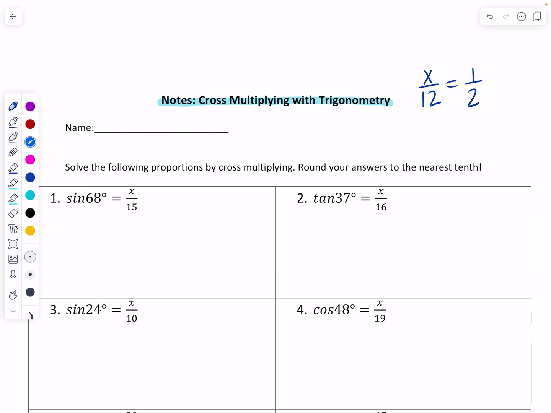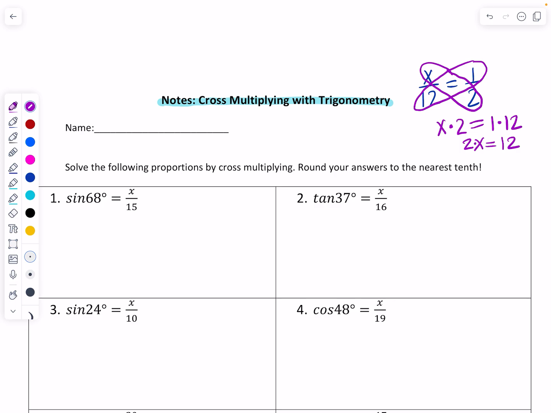First, let's remember what it means to cross multiply. When we have a proportion, it says that a fraction is equal to another fraction, so two ratios are equal to each other. What we do when we cross multiply to solve a proportion is we do x times 2, that is a cross product, and we set that equal to 1 times 12. So x times 2 is going to give me 2x, and then 1 times 12 is going to give me 12. And so this is 2 times x.